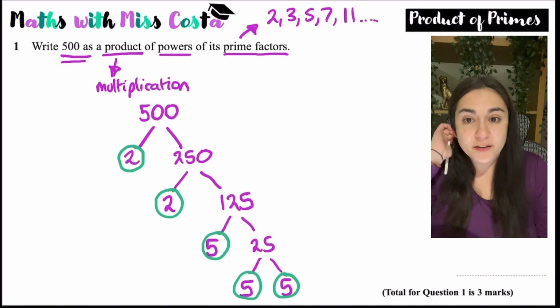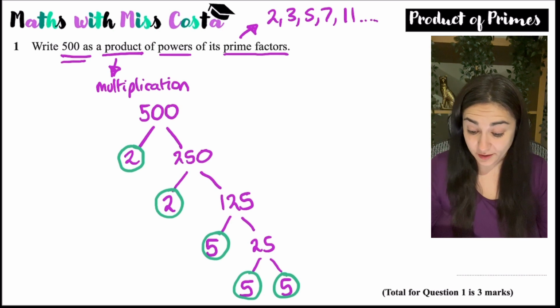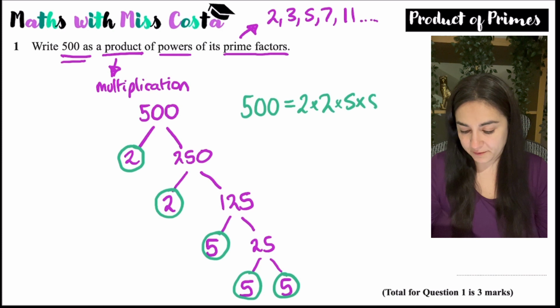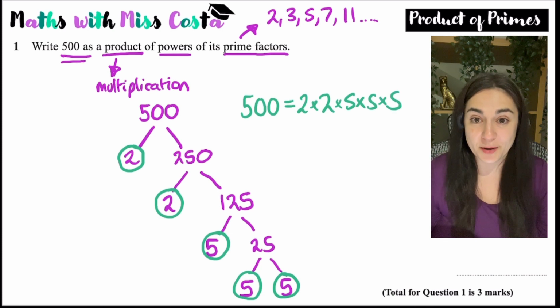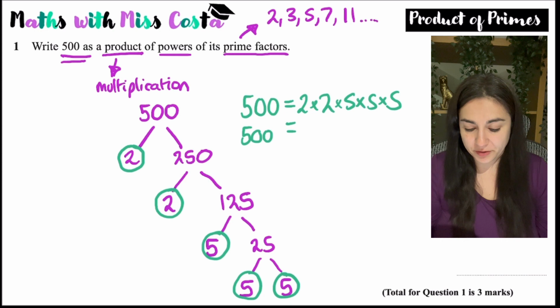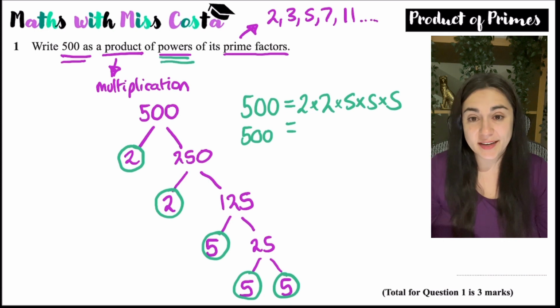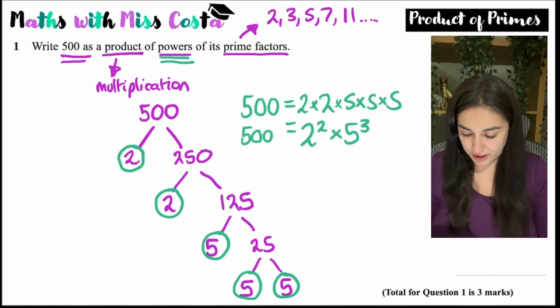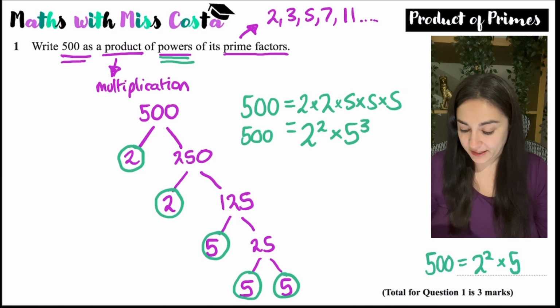I can write 500 as a product of its prime factors. So I'd say 500 equals 2 times 2 times by 5 times by 5 times by 5. You can double check this on a calculator. If you type that into your calculator, you'd end up with 500. But the question is asking me to write it as a product of powers of its prime factors. So I need to then simplify this. So 2 times 2 would simplify to 2 squared, and 5 times 5 times 5 would be 5 cubed. So my final answer is 500 equals 2 squared times by 5 cubed.